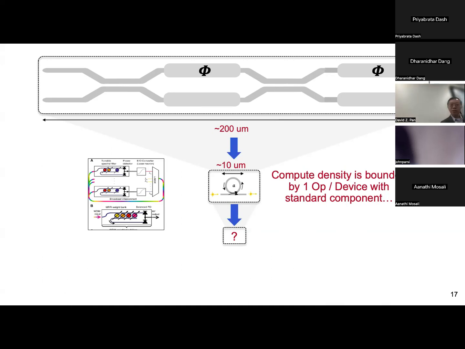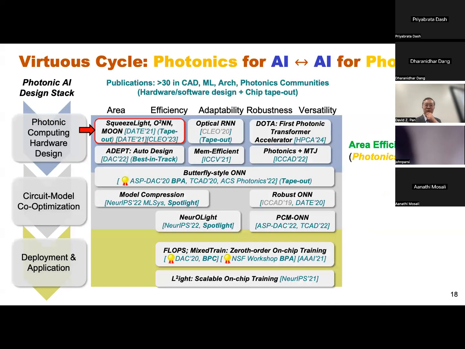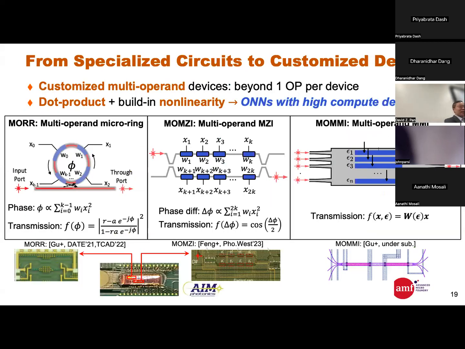But on the other hand, can we break through the compute density bound, in the sense that one device can only do one operation? We actually tried. This is a very interesting idea we have done, using another paradigm for area efficiency, which we call squeeze light. We published it and also taped out the chips. The key idea is this: usually, if you have one device, you can only do one thing, but those devices are pretty bulky. So what's the key idea here?